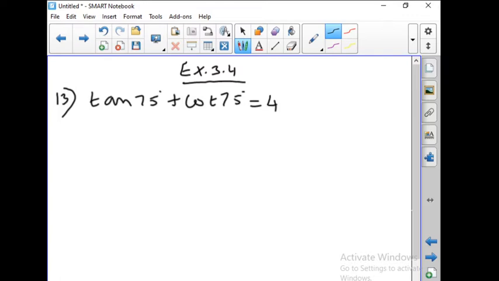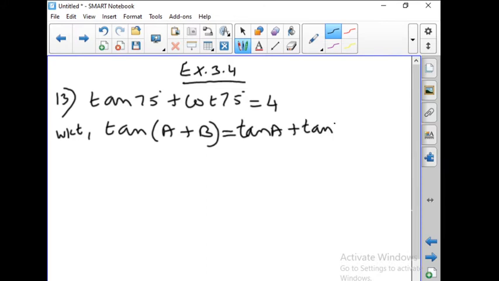Now, we will recall the identity. So, what is the identity? What is tan A plus B? So tan A plus B is equal to tan A plus tan B divided by 1 minus tan A tan B. So what about cot A plus B? Cot A plus B is the reciprocal of this. Okay. So numerator becomes the denominator and denominator becomes numerator. The reciprocal we will have.